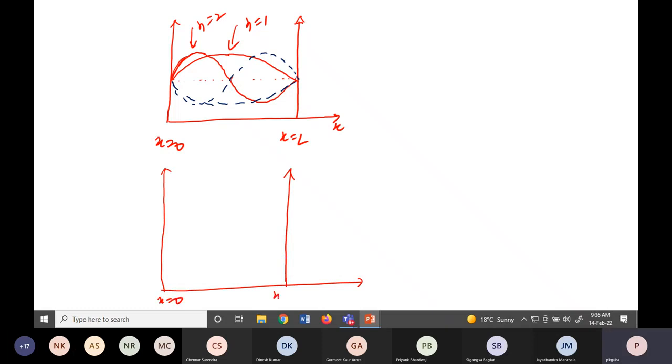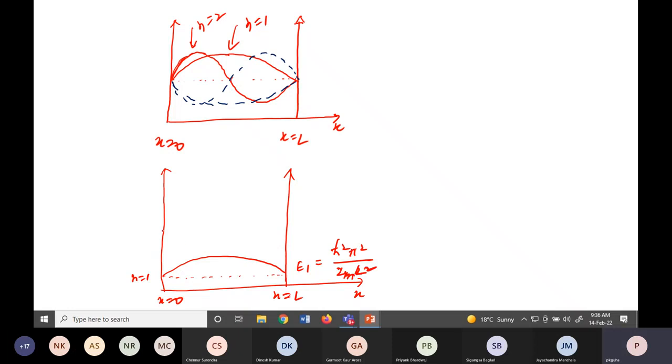So x equal to 0, x equal to L. Say this is my n equal to 1. So this is the energy diagram, n equal to 1. That will give you E1, which is h-bar squared pi squared over 2mL squared, right? You remember we found out E suffix n.